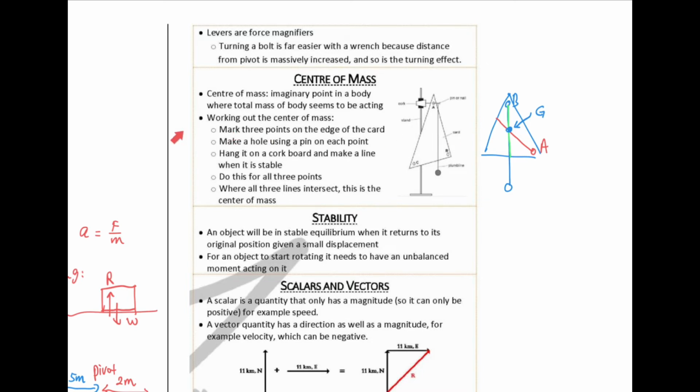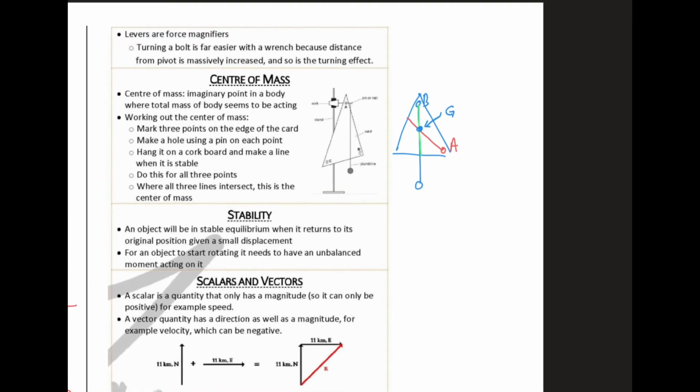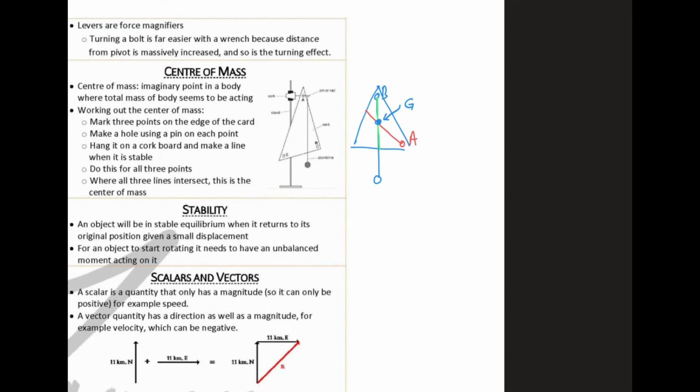Now, working out the center of mass. Let's see how. Mark 3 points on the edge of the cut. We need the third point to double confirm, so that you avoid mistakes. I put 2 points and I can already decide the center of mass, but for safety reasons it is good to mark 3 points.